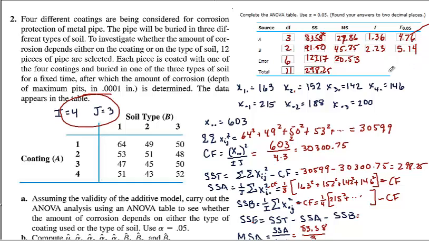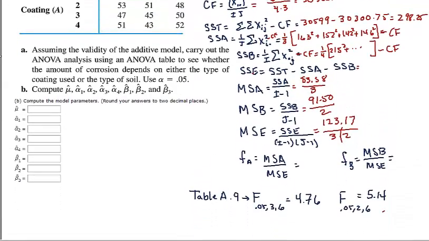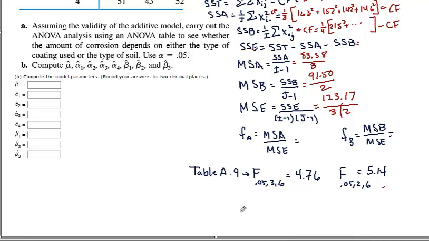So comparing these values, my F is less than the critical value in both cases. Since neither F is greater than either of those critical values, neither of our hypotheses are rejected. So H naught A and H naught B are not rejected.